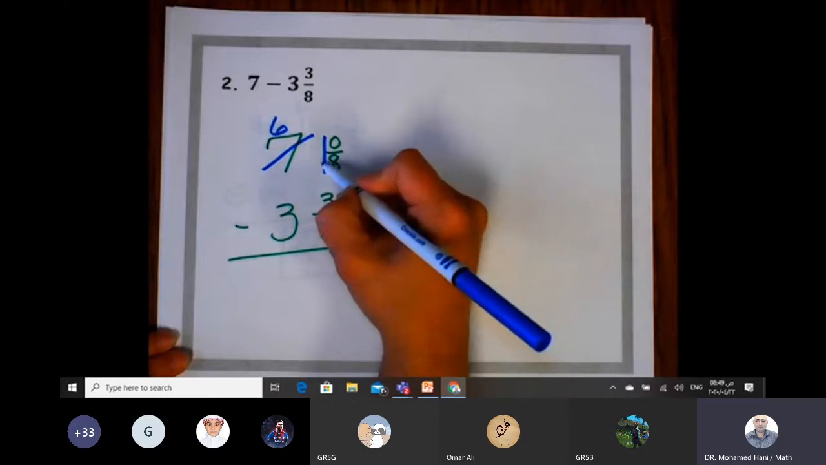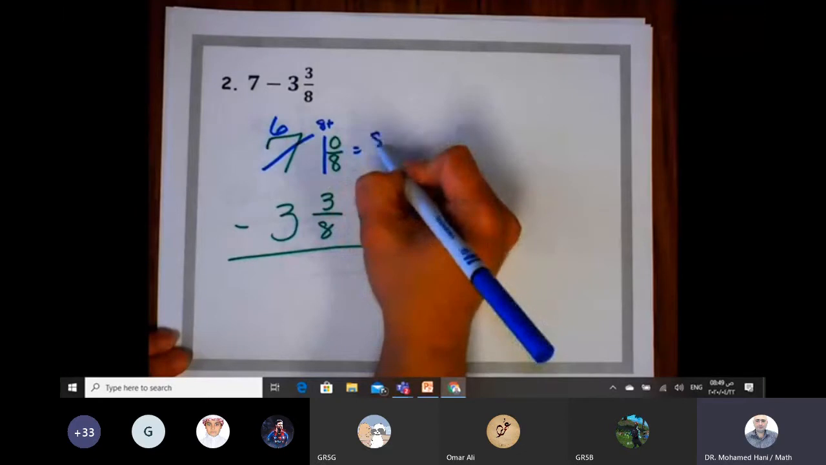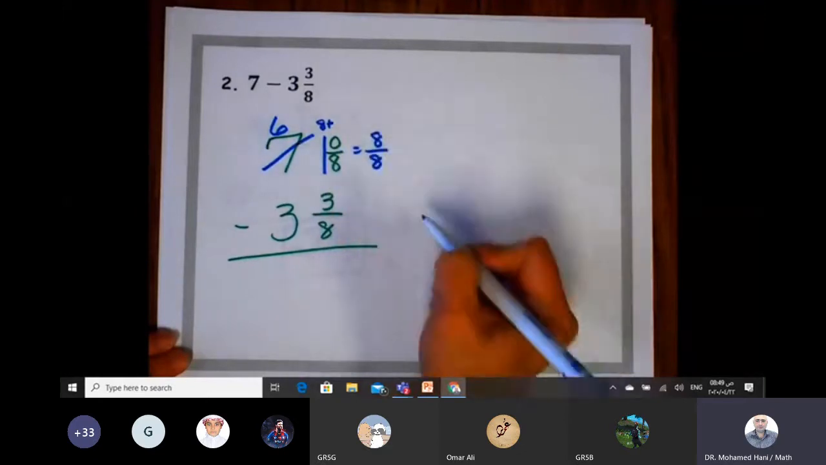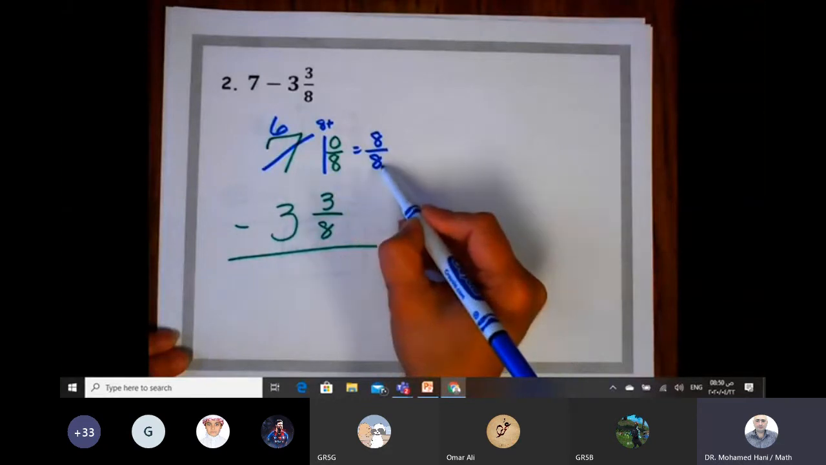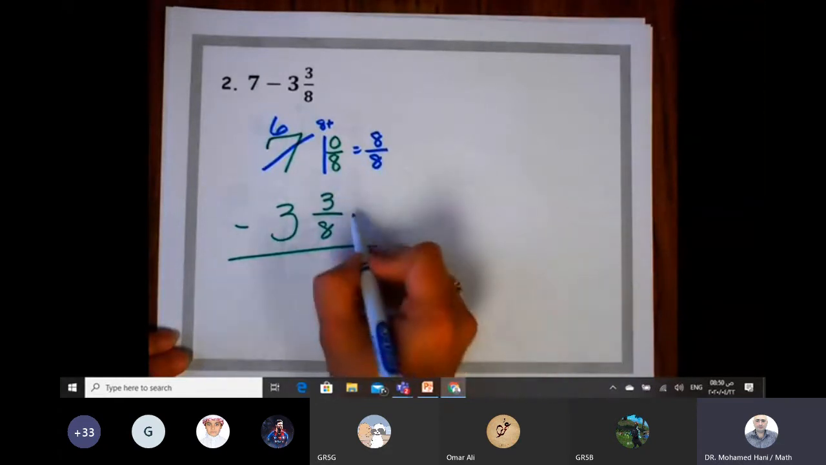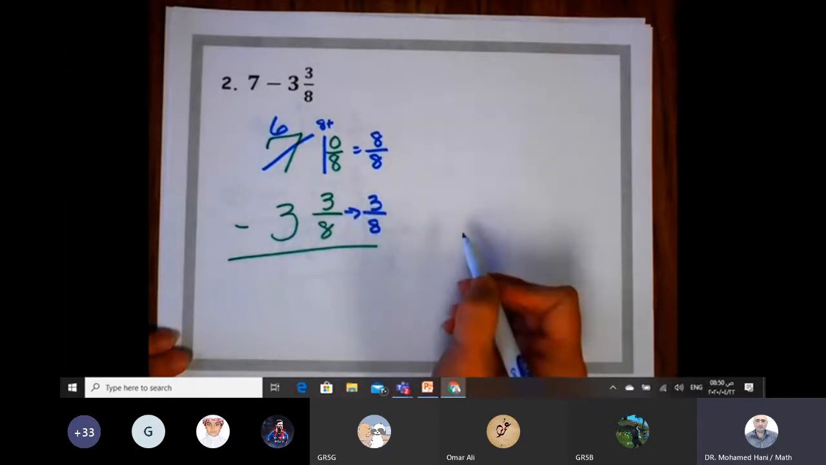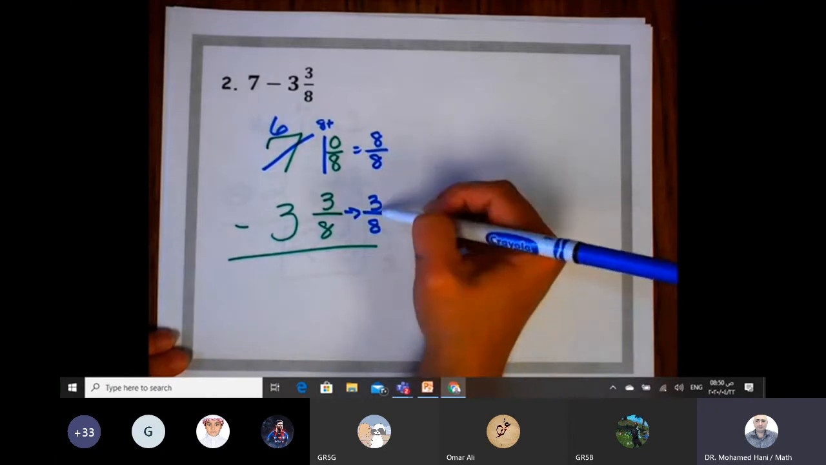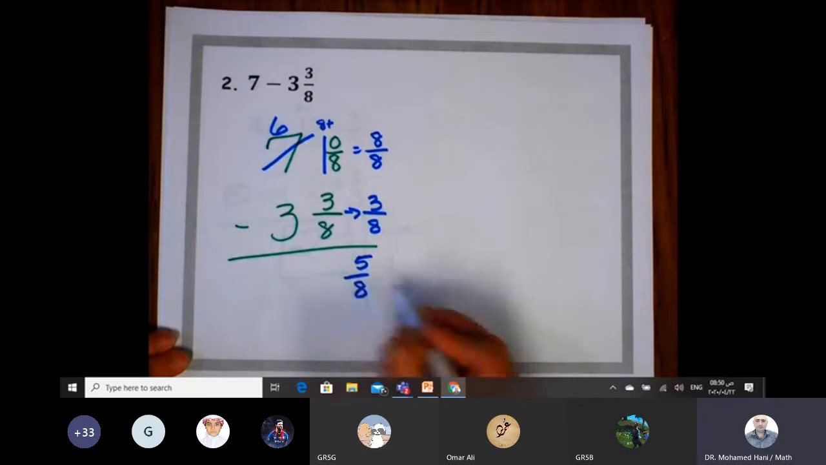So 8 times 1 is 8. 8 plus 0 is 8. And the denominator stays the same. So 1 0/8 is equal to 8/8. I'm going to slide my 3/8 over. Now I'm able to subtract. 8/8 minus 3/8 is 5/8.